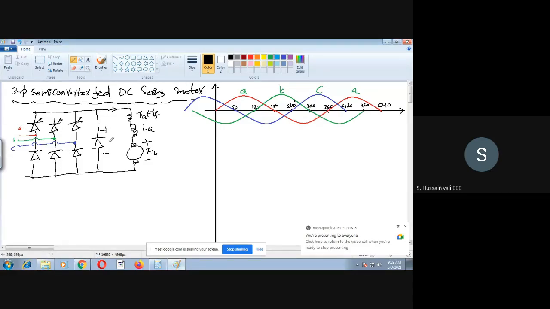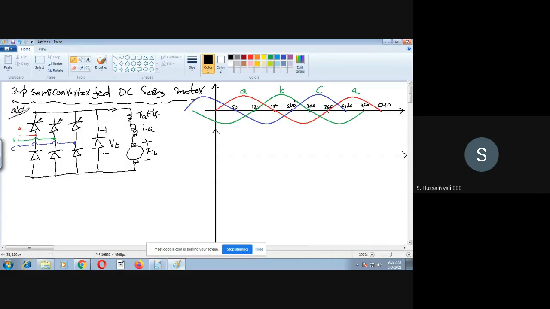So V naught, and these are the supply voltage waveforms, all the three phases, and the phase sequence is ABC. So this is V naught. Everything is the same as in the previous class itself. There won't be much change except what type of motor it is. Otherwise, there is nothing else.